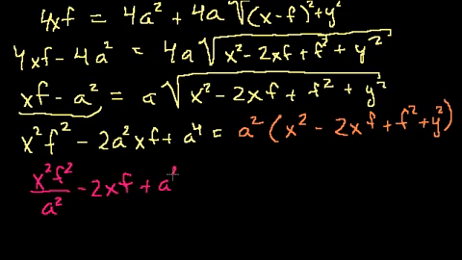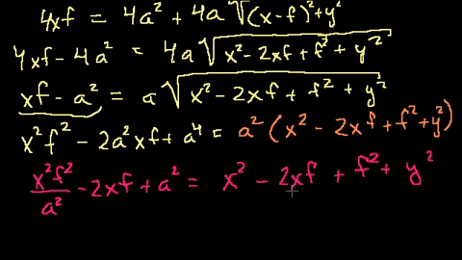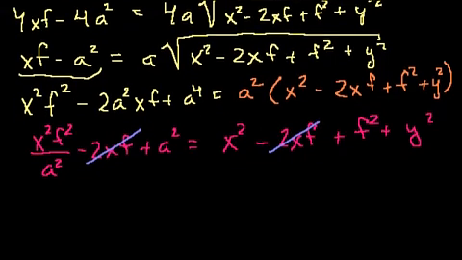Well, that's just a squared. So a squared is equal to x squared minus 2xf plus f squared plus y squared. Well, good, there's something to cancel out. There's a minus 2xf on both sides of this equation, so let's cancel that out. Simplify our situation a little bit.